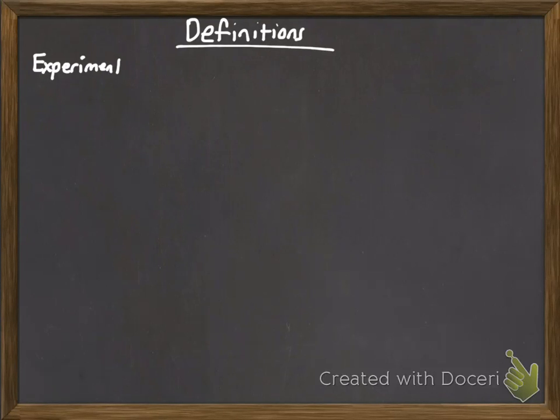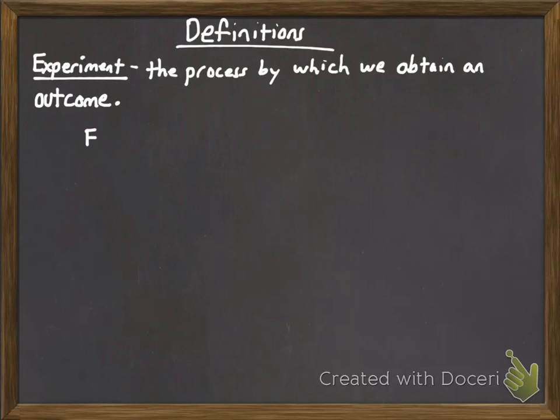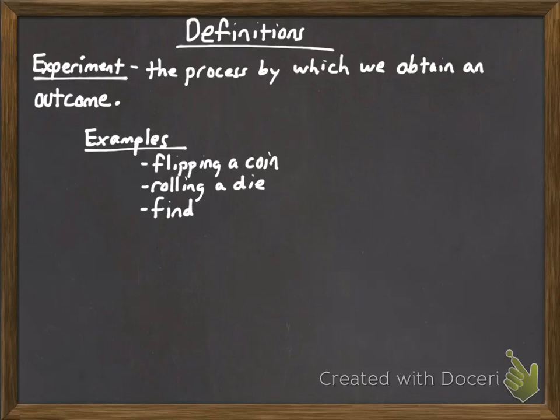Then we also need to know what an experiment is, and an experiment is the process by which we obtain an outcome. Now, we said an outcome could be flipping a heads on a coin or drawing a red token from a bag. Well, examples of experiments could be flipping a coin or rolling a die or finding a defect in a production cycle or giving a test and grading it on a scale of 1 to 7. There are so many different experiments that you can run. And then each of these experiments produces certain outcomes.